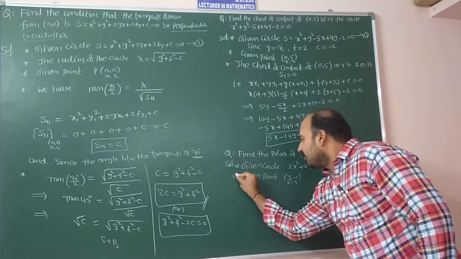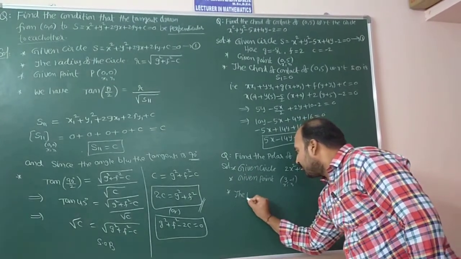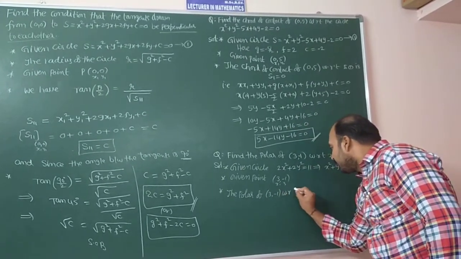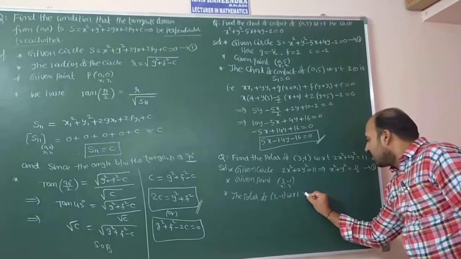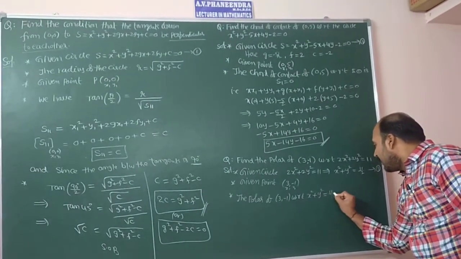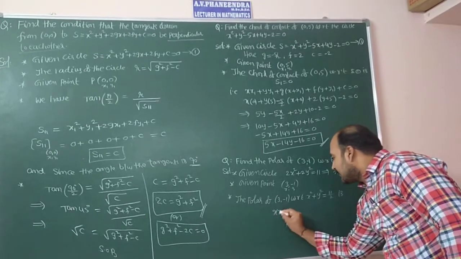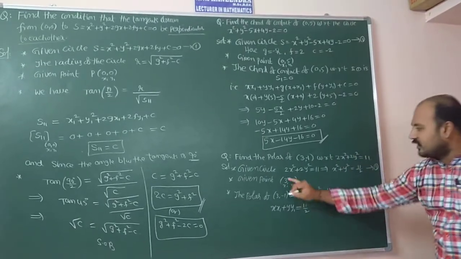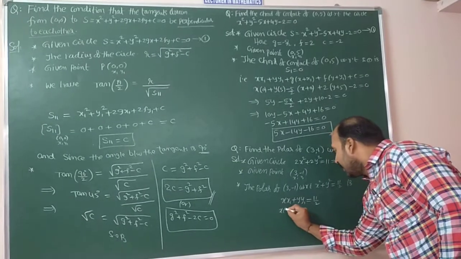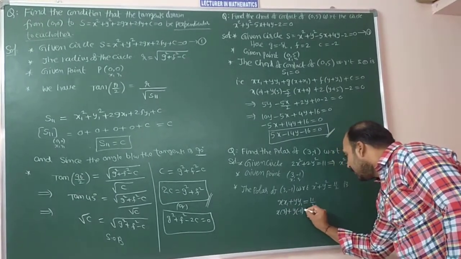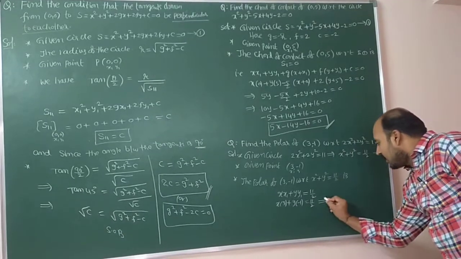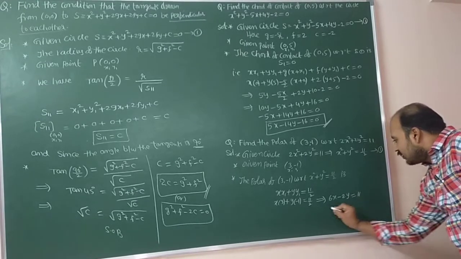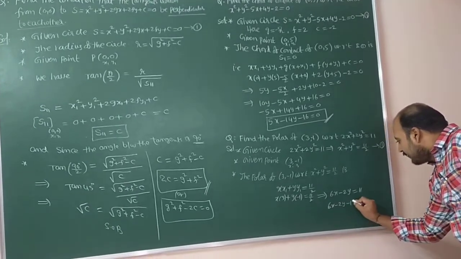So the polar of 3, minus 1 with respect to x square plus y square equal to 11 by 2 is xx1 plus yy1 equal to 11 by 2. In place of x1, y1, substitute 3, minus 1. So x into 3 plus y into minus 1 is equal to 11 by 2. So cross multiply here, 2 with it: 6x minus 2y is equal to 11. 6x minus 2y minus 11 equal to 0.